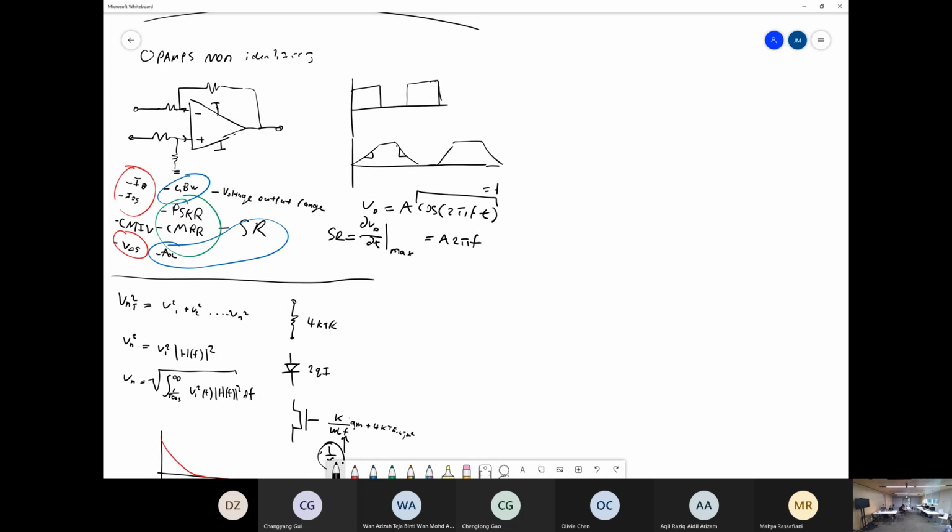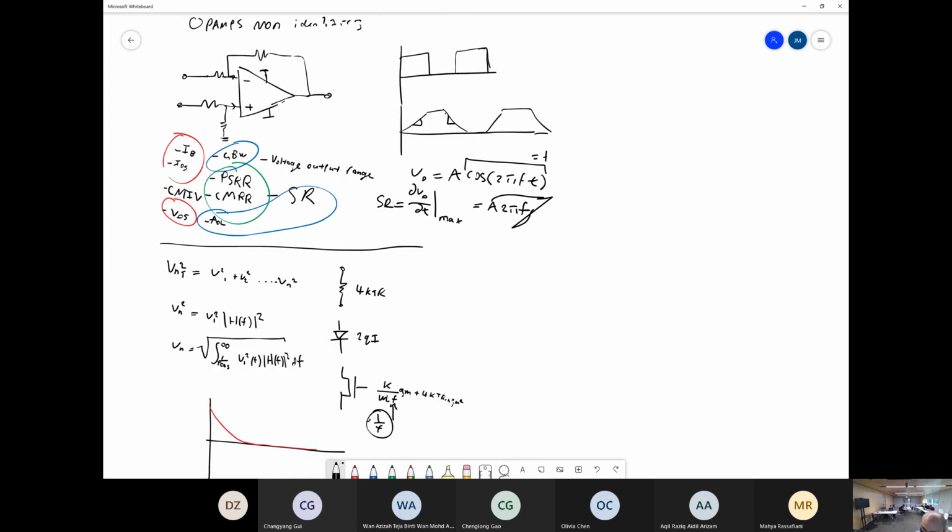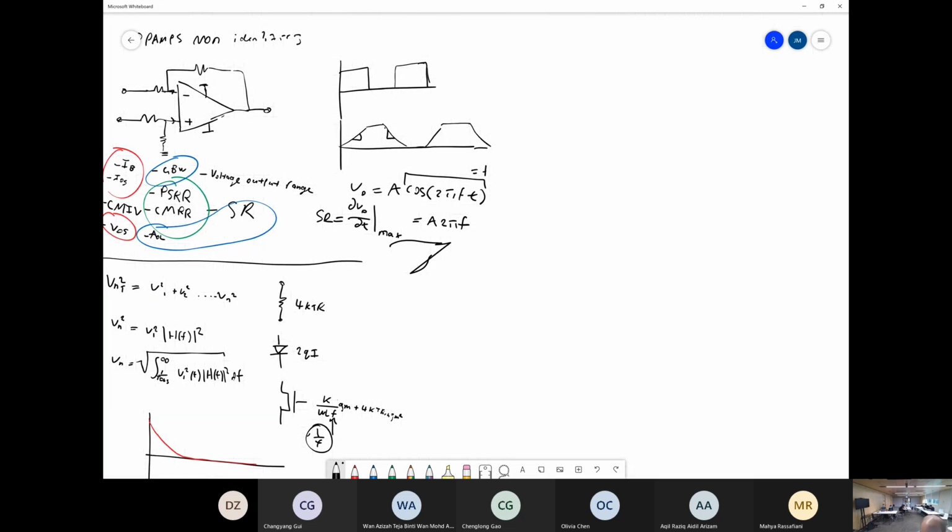So say if your slew rate was 1 volt per microsecond or 1 volt per second, make sure you get your units right. If the slew rate is 1 volt per second and my frequency was a kilohertz, I could solve for my maximum amplitude. A in this case is your amplitude, right? So this would be A.